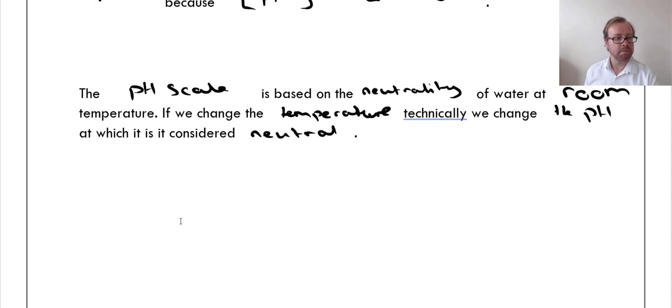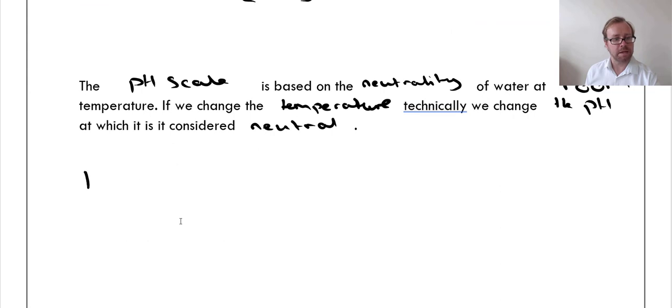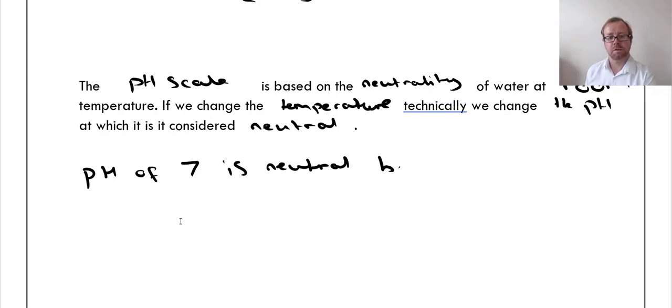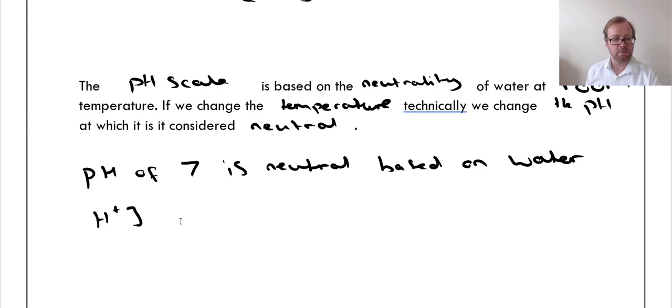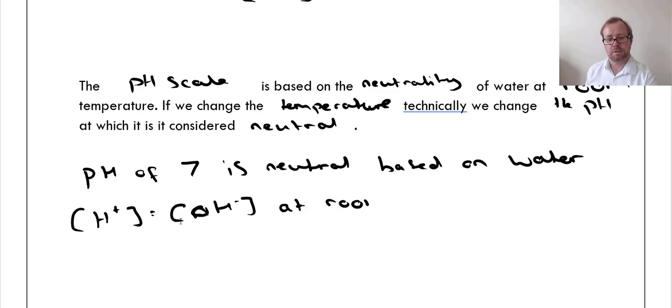So we can just write below that pH of 7 is neutral based on water equaling H plus equals OH minus at room temperature. So it would still be neutral because the H plus would equal the OH minus. However, the pH may actually fall with increased temperature.